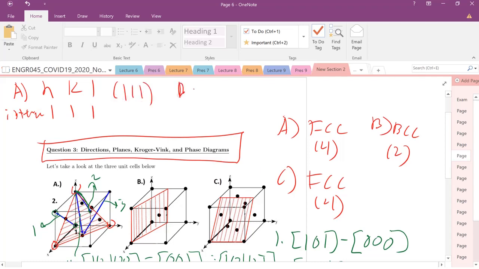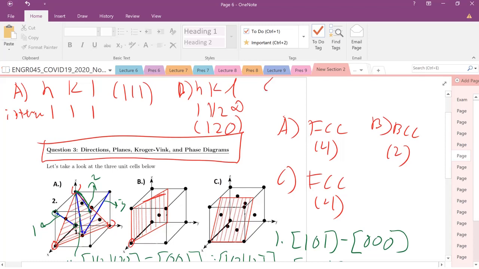B, let's look at what we've got here, H, K, L. What are our intercepts? So we intersect the x-axis here at 1. Where do we intersect our k-axis? That's going to be at a half. What about our z-axis? Do we ever cross through here? No. So it is infinite. So our plane is 1, 2, 0. That's it.